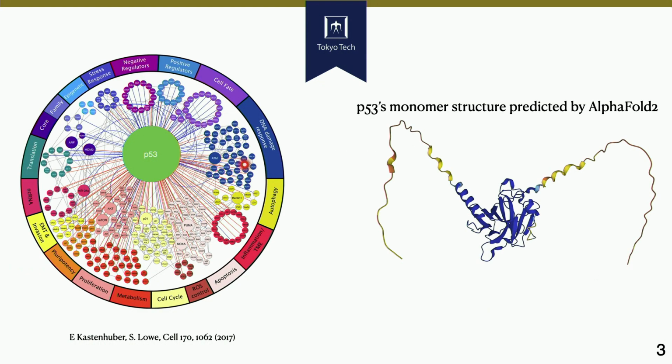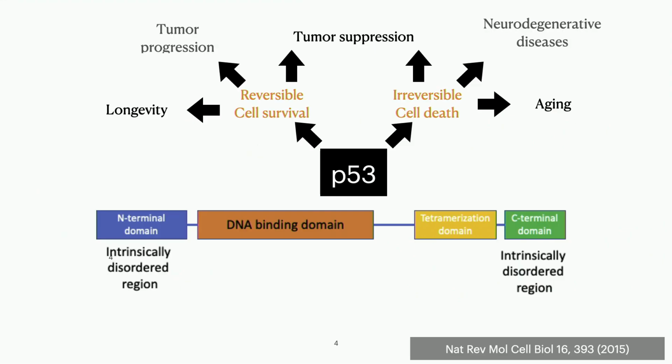This map indicates how P53 interacts and is involved in the cell cycle. You can see that this is a really complicated map of interactions. And this is the shape of the P53 monomer structure predicted by AlphaFold2. Actually, this protein usually works together as a tetramer in cellular environments. Let's see the structure.